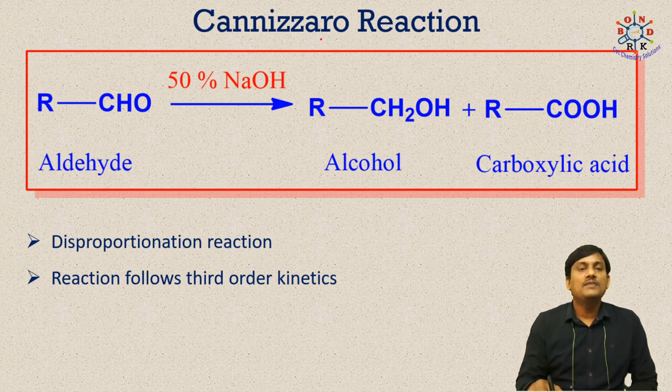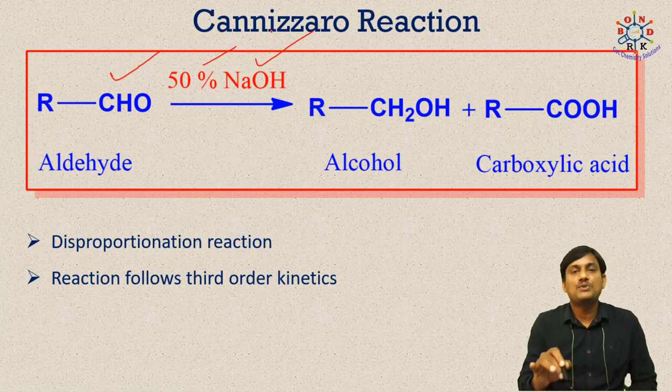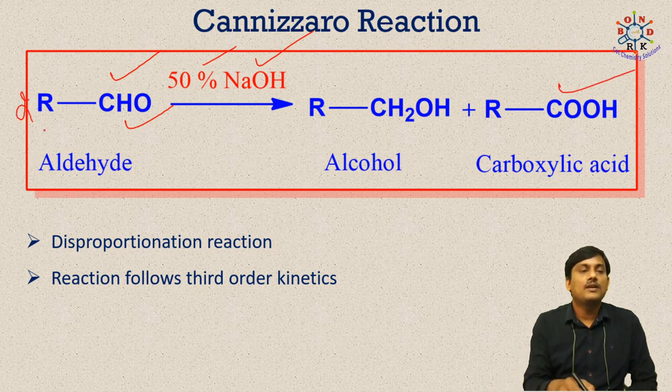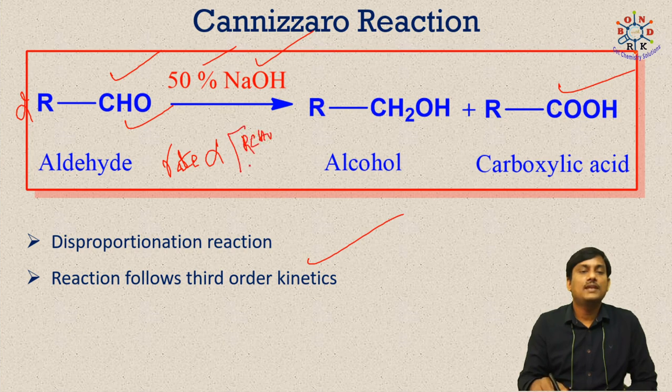Cannizzaro reaction: when there is no alpha hydrogen in aldehydes, in presence of concentrated 50% sodium hydroxide, there is a disproportionation reaction. Aldehyde oxidizes to carboxylic acid, and also the same aldehyde converts into alcohol. In this reaction, you have to take 2 moles of aldehyde. One aldehyde will be reduced to alcohol, and one aldehyde will be oxidized to carboxylic acid. So the reaction follows third order kinetics. The rate depends on the concentration of aldehyde squared and the concentration of OH minus.